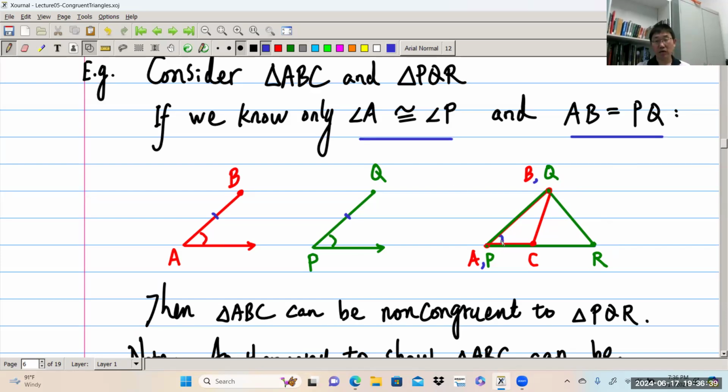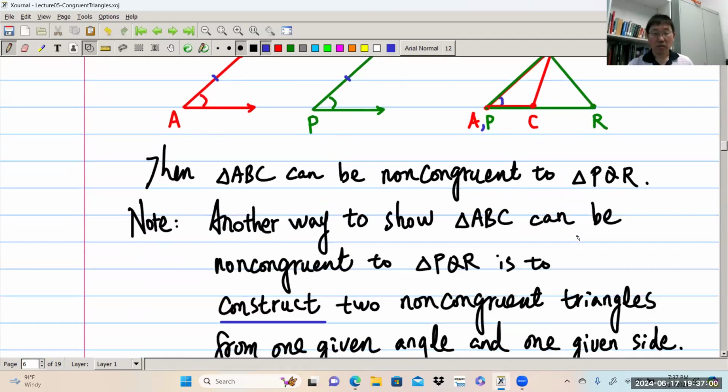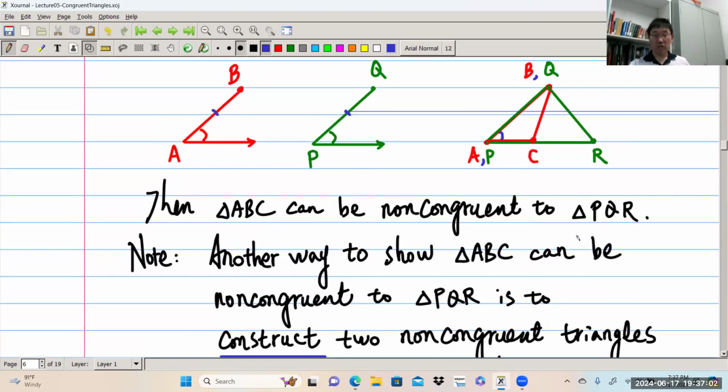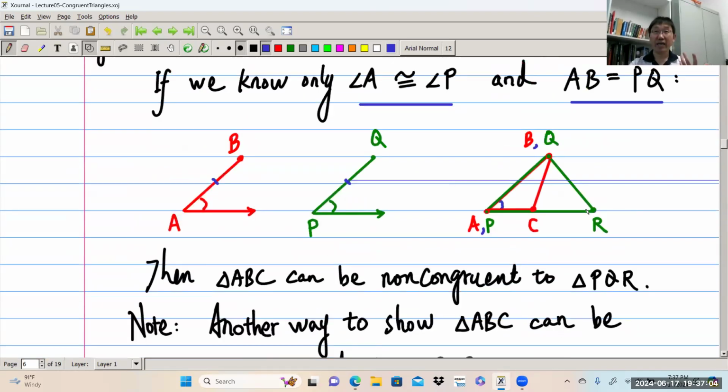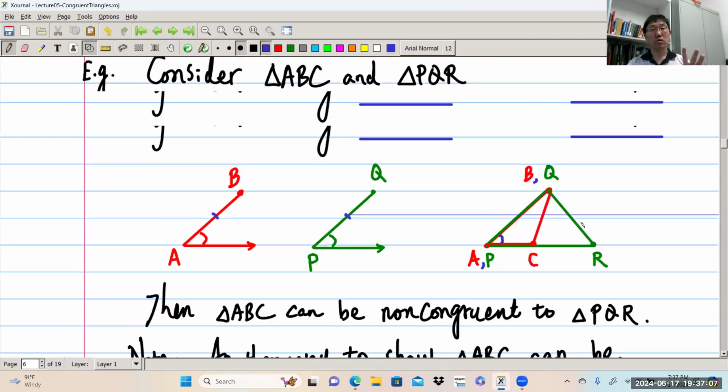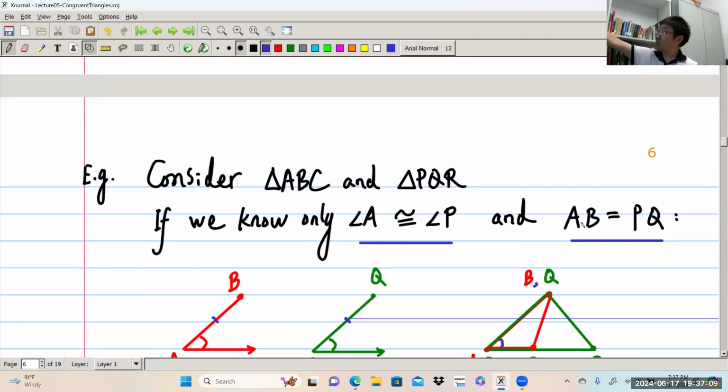See, angle A matches angle P. Move here to there, right? Match. And side AB matches side PQ. Now I can put C here and put R there, right? And I can have two triangles, triangle ABC and PQR, and they are not congruent. So obviously, in this case, we cannot claim that two triangles are congruent with these two congruence relations.